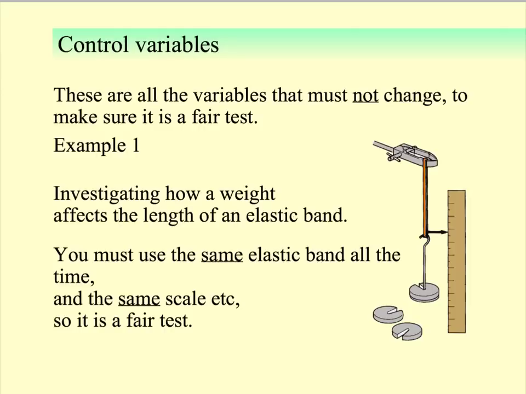So the third type of variable are the control variables. And these are all the variables that you must not change to make sure that your experiment is a fair test. They need to stay constant.